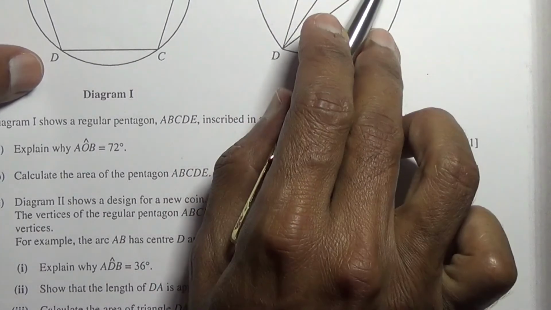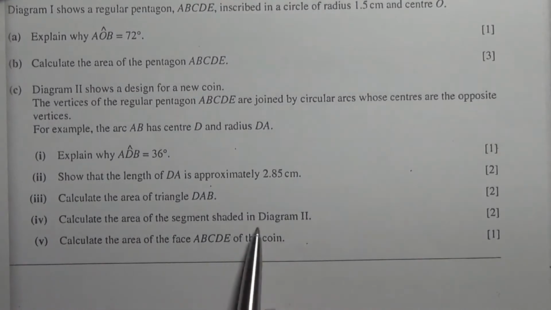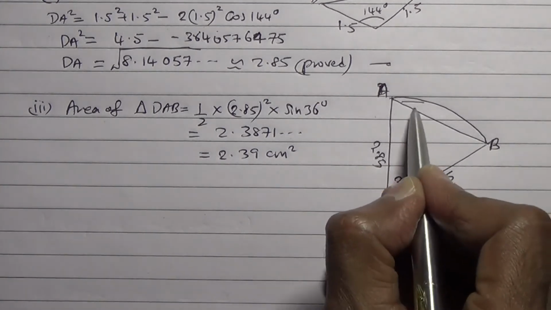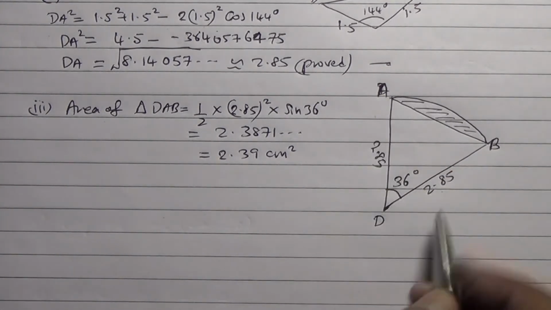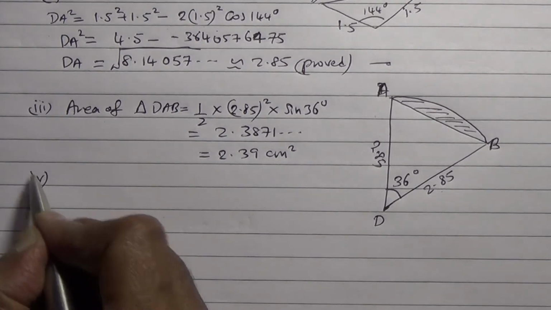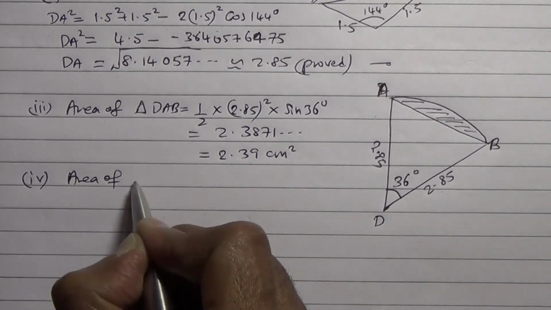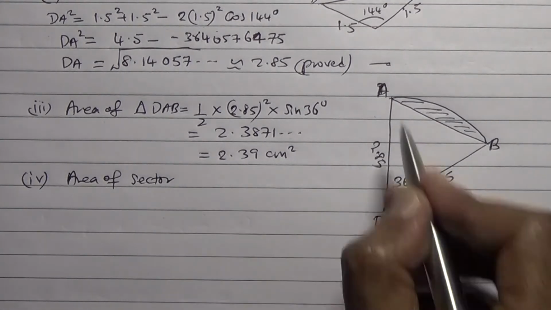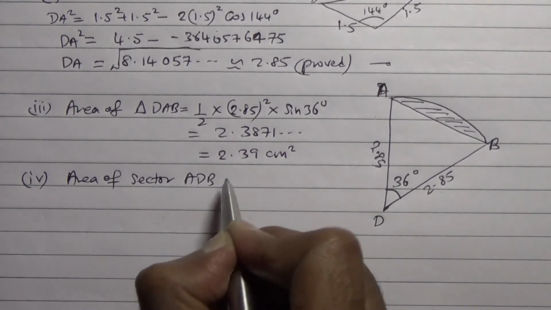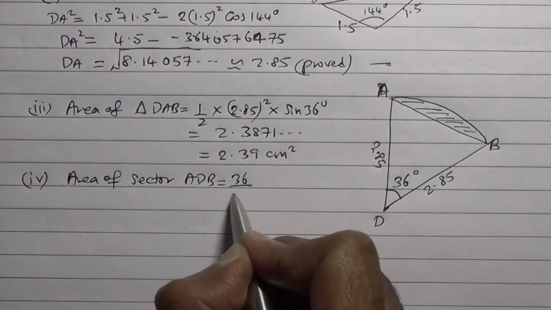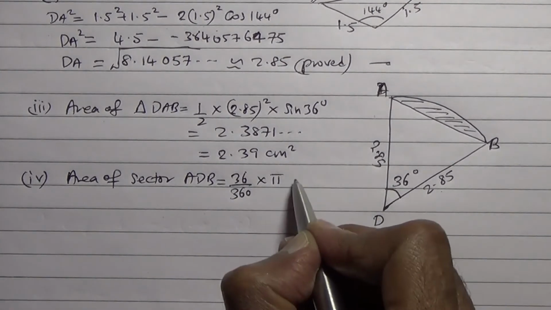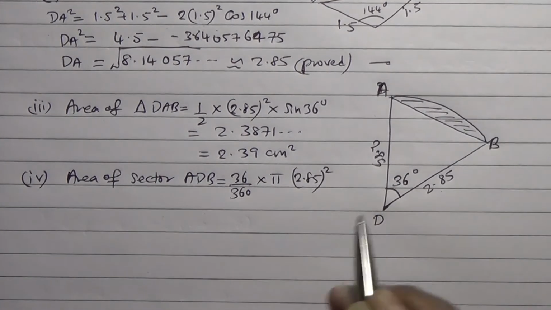Now they want us to calculate the area of the shaded segment. This shaded segment here. Calculate the area of the shaded segment in diagram 2. So if this is our shaded segment, we're going to calculate the area of the whole sector first of all. Area of sector DAB or ADB is 36 divided by 360 times pi times 2.85 squared.